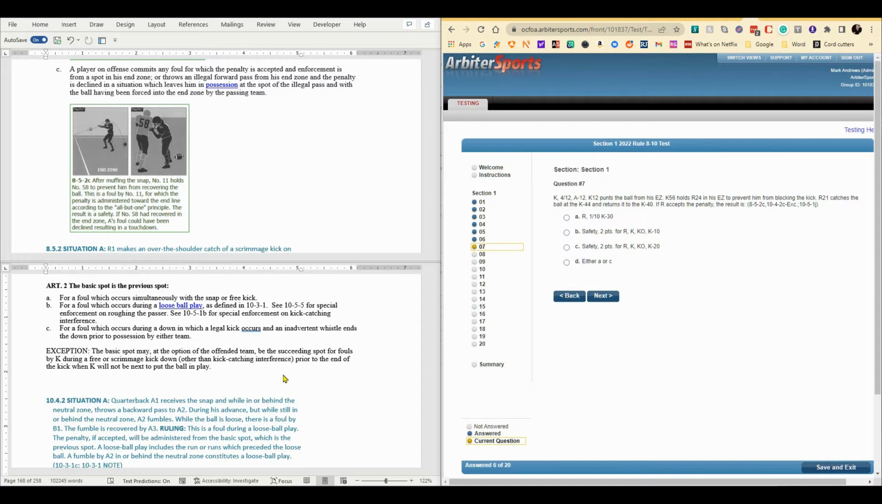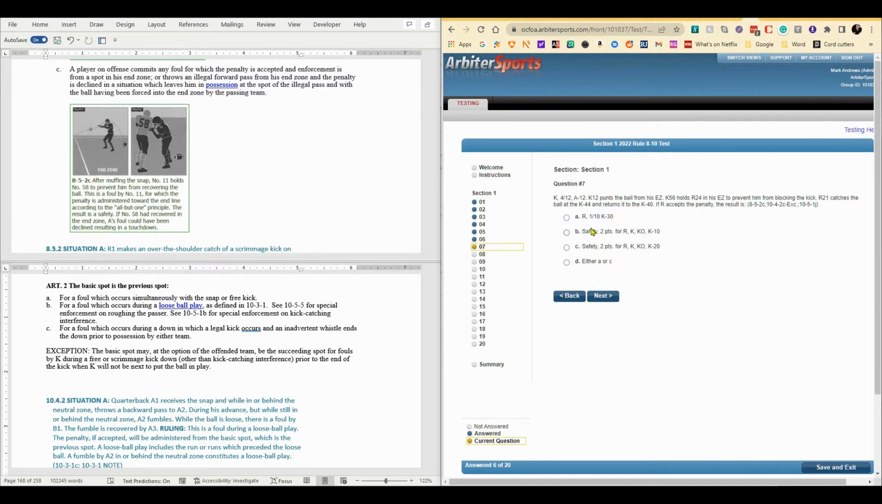It could be near the end of the game. They're down by more than 2. So they want to get the ball on the 30 and try to get a score. If R accepts the penalty and uses the exception, it will be R's ball, first and 10 at the K30. If they accept the penalty and don't take the exception, it is a safety. 2 points for R and K from the K20.